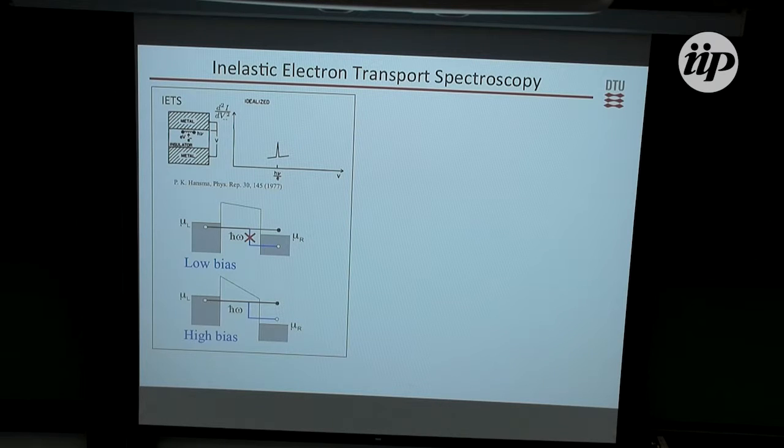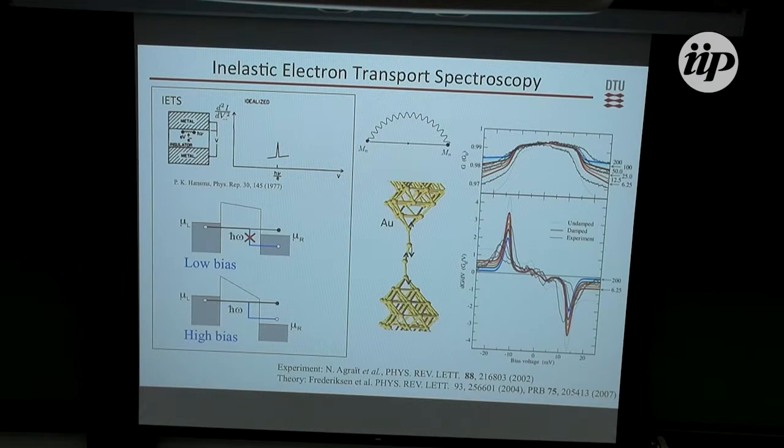So the idea is very simple and goes way back. You change the bias, and as soon as you have enough bias so you can excite a vibration, then you see a change in the conductance. So, for instance, this is the famous gold chain, which goes way back. This is the differential conductance as a function of bias. What you see at this drop is exactly when the current can excite a vibration. So you probe the vibration, and typically you take the derivative of the conductance with respect to voltage, and then you see a signal exactly at the phonon frequency.